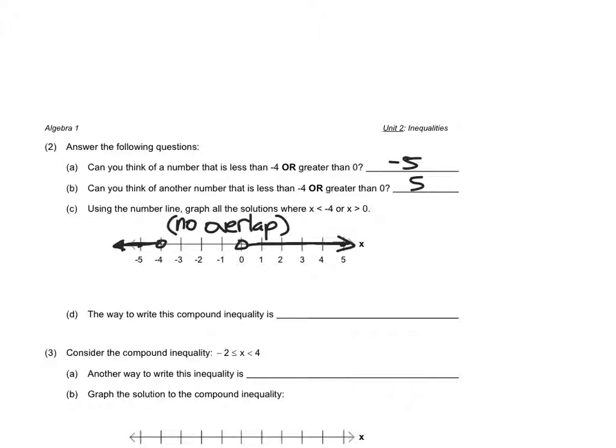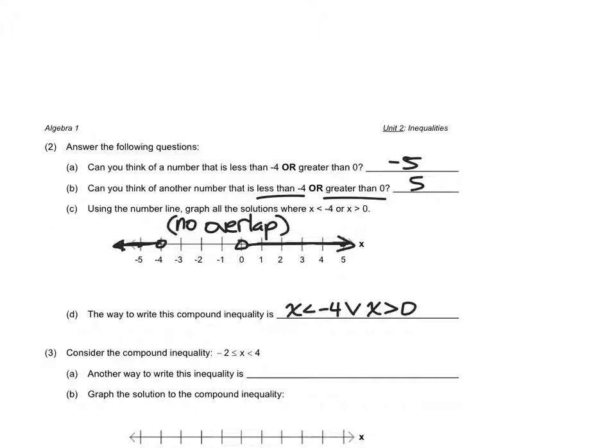All right, so another way to write this compound inequality is actually pretty simple, because whenever you see or, you're just rewriting the inequality the way they gave it to you. All right, so x is less than -4, or x is greater than 0. All right.